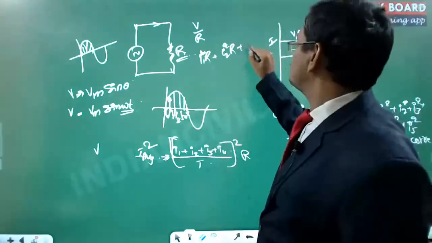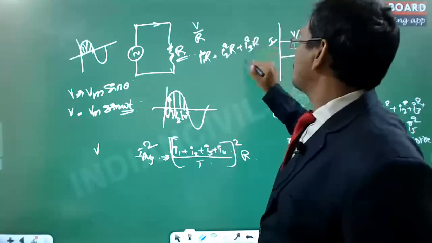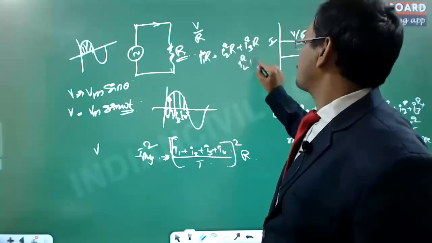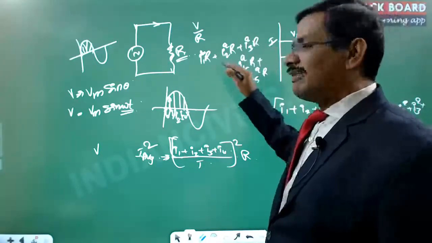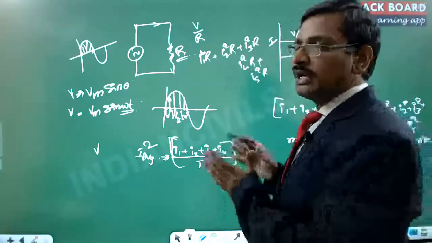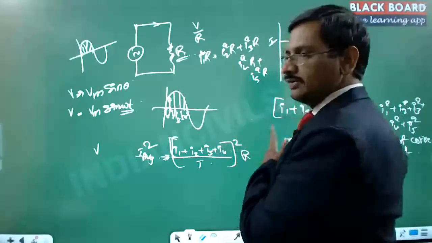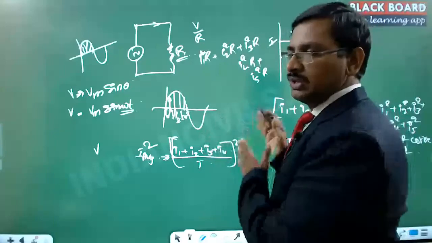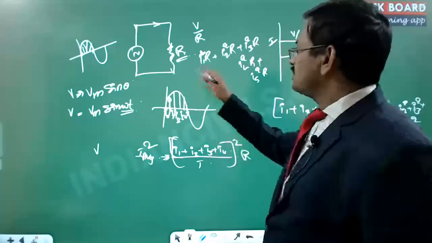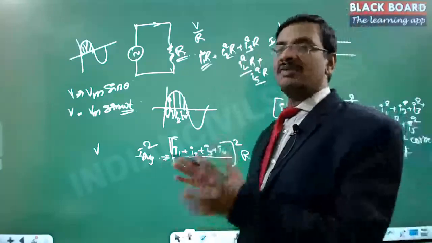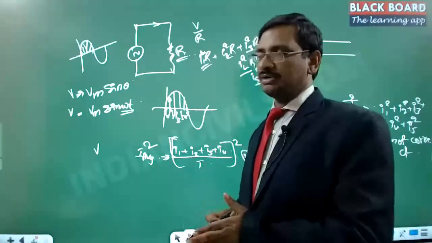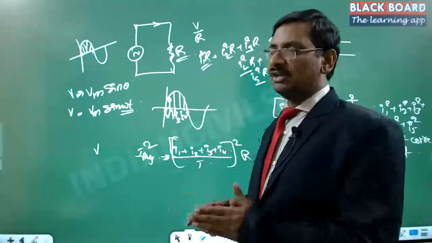Instantaneously, the values keep on changing. So I3 square R and I4 square R, I5 square R. So these are all the values of the currents that were produced at I1, I2, I3, I4, I5 values, or actually at T1, T2, T3, T4, T5 values. This is the amount of the heats that are going to be produced. Now you can take the average of all the heats. Got it or not? You can take the average of all the heats.